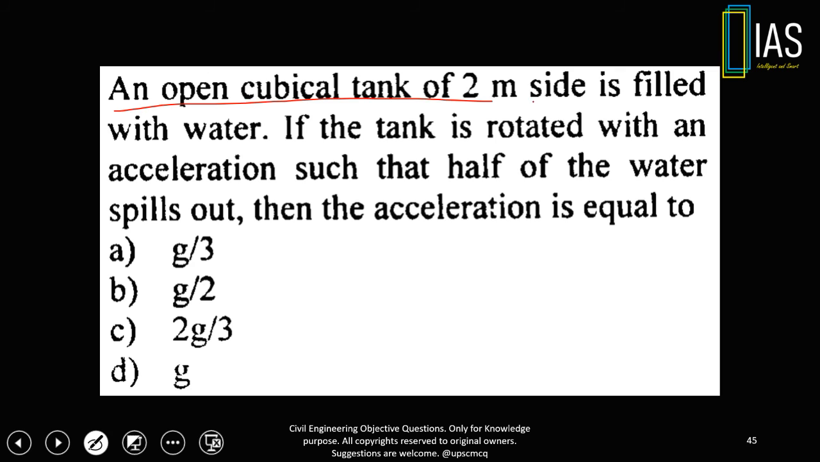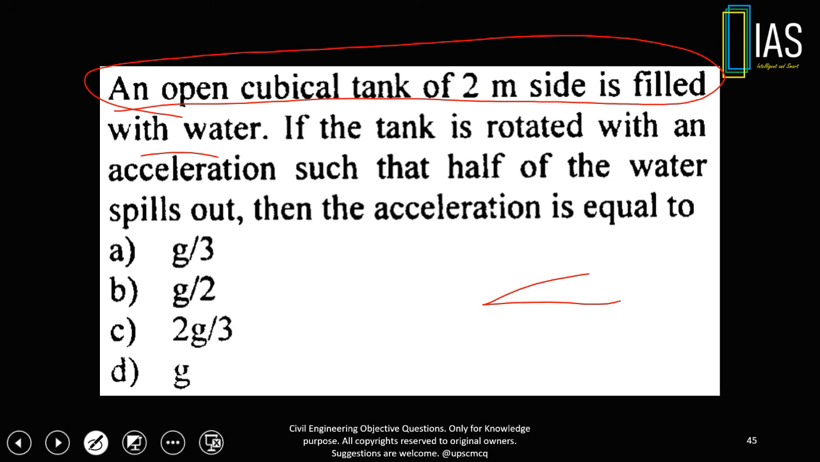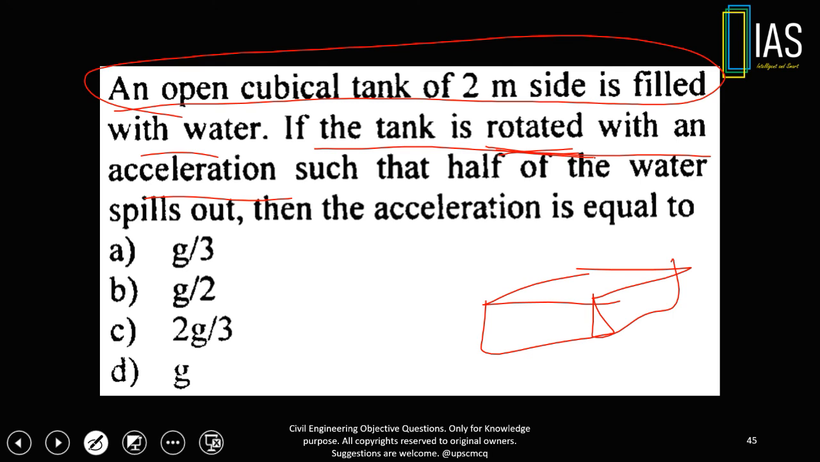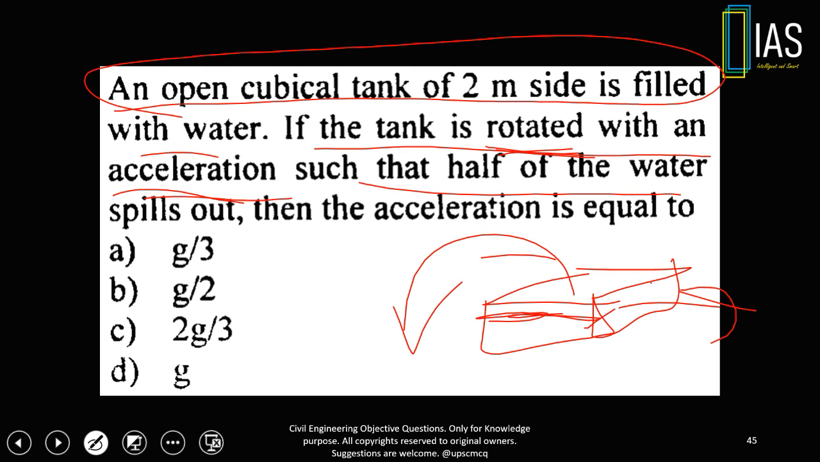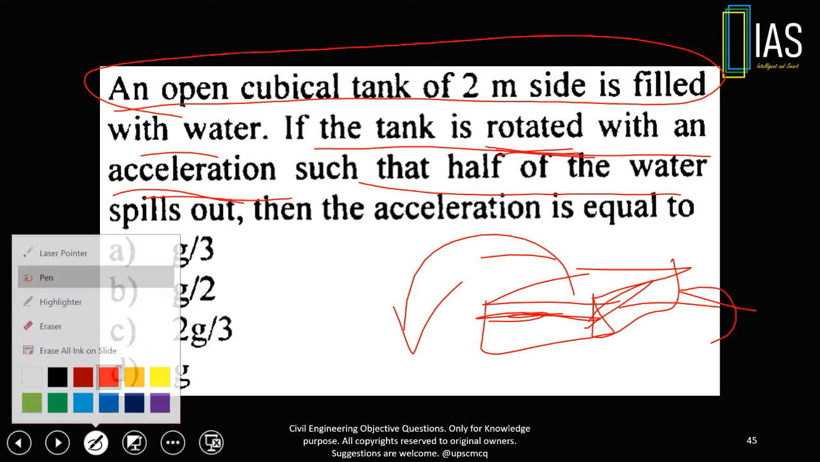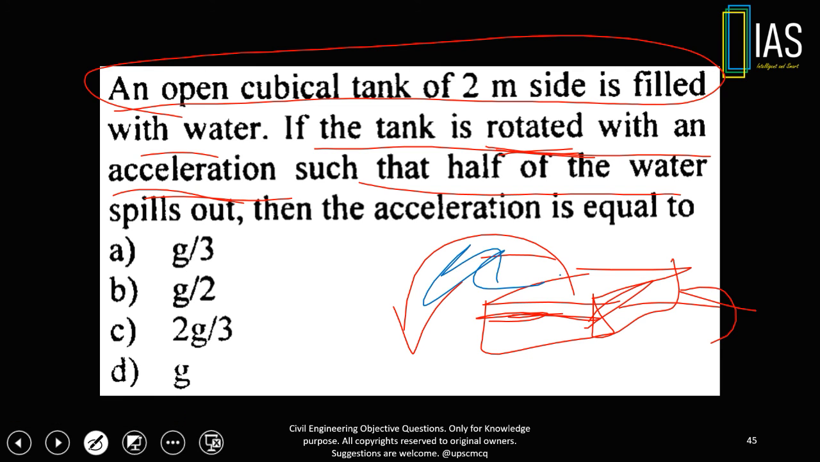Now, an open cubical tank of 2 meter side is filled with water. If the tank is moved with an acceleration such that half of the water spills out. Let us write with blue. Half of the water spills out. Now what is the acceleration equal to?